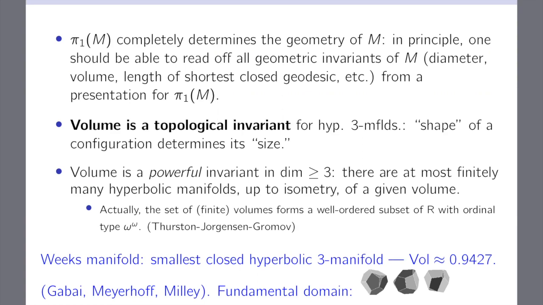It's powerful. We know some things about the set of volumes. We know that they're a well-ordered subset of R, of ordinal type omega to the omega, that's due to Thurston, Jørgensen, and Gromov. And we know that in dimensions greater than 3, there are at most finitely many hyperbolic manifolds up to isometry of a given volume. Another cool result is that because of this, we can have a smallest volume closed hyperbolic 3-manifold, and that's the Weeks manifold, which has volume 0.9427.